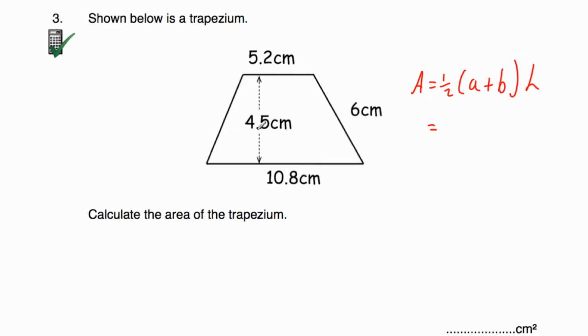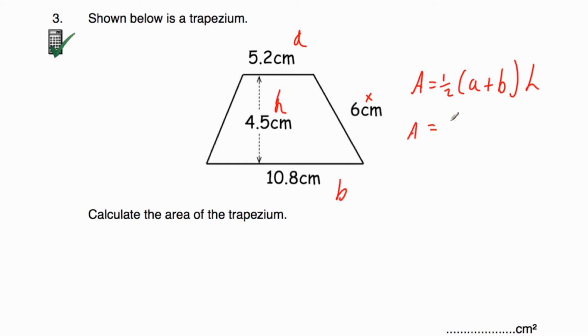So if we have a look at our trapezium, the two parallel sides at the top and the bottom here, so that's going to be our A and our B. And h is the distance between them, the perpendicular height, so that's going to be 4.5 centimetres, so that is our height. The 6 centimetres, that length of that diagonal, we're not going to need that to find the area of the trapezium. So let's substitute those values into our formula.